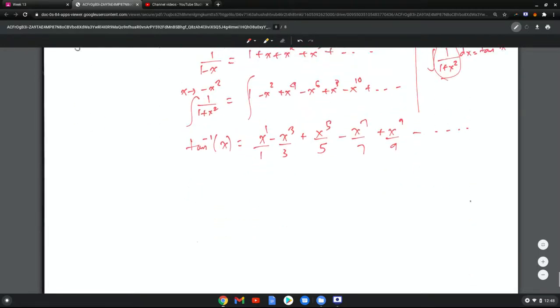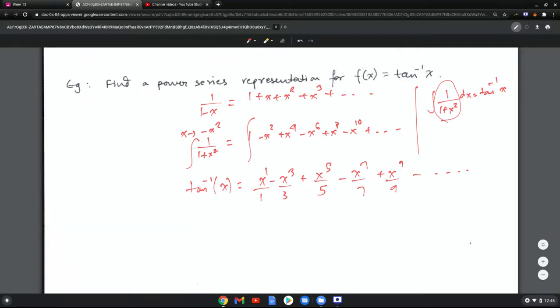So once again, there is no fixed rule. You have to be very cognizant of all the things that you've learned, so that you can use them to find the power series representation of the function that you are interested in. That's it for this week.